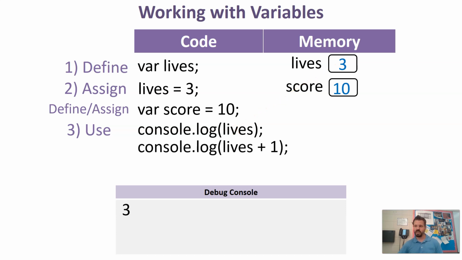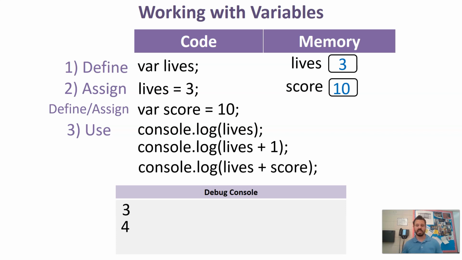We can do some other stuff with that. We can do something like console log lives plus 1. Again, what's going to happen there is anytime the computer sees lives in the code, it's going to go to that spot in the memory and replace lives with that stored value. So then we'd print off a 4 here.